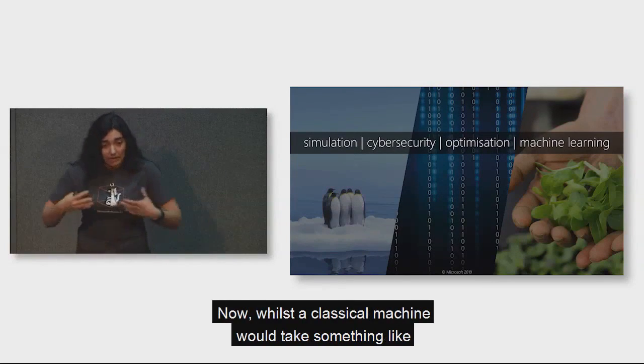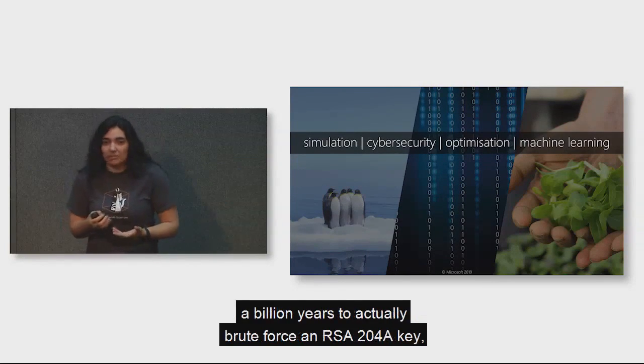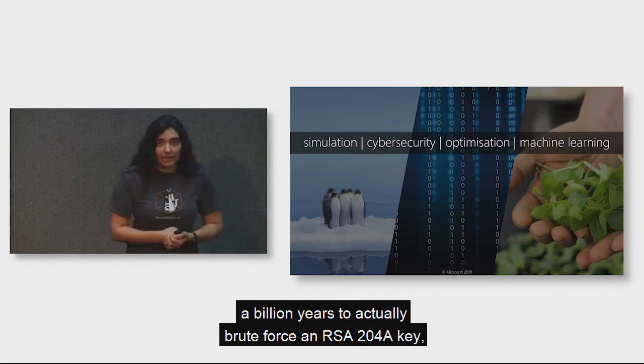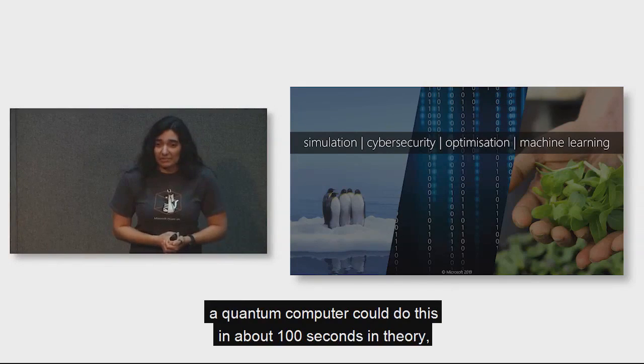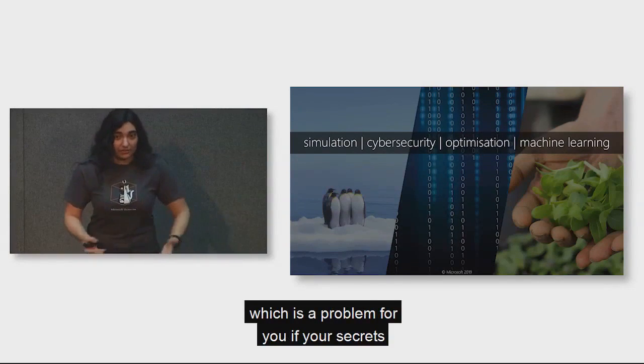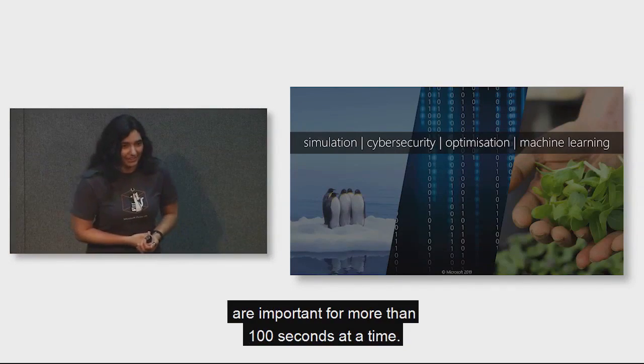Now, whilst a classical machine would take something like 1 billion years to actually brute force an RSA 2048 key, a quantum computer could do this in about 100 seconds in theory, which is a problem for you if your secrets are important for more than 100 seconds at a time.